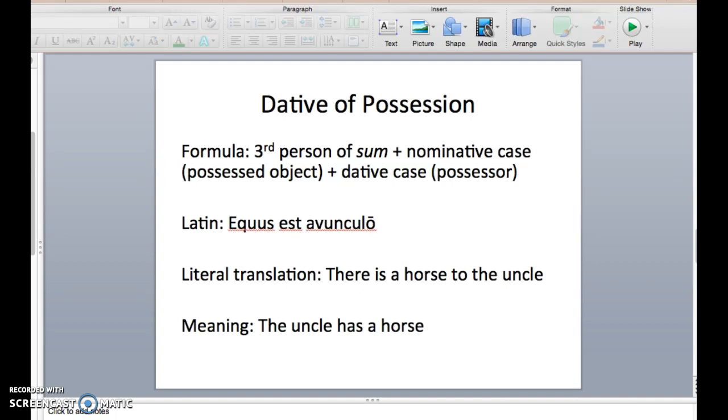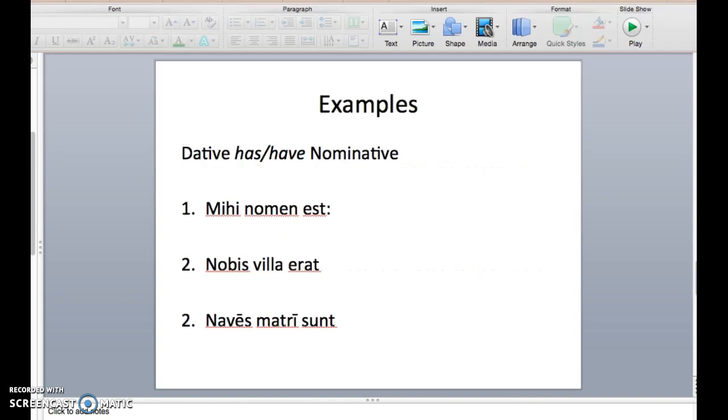We're going to translate the sum verb as have or has, which is a little funky. We're going to translate the dative word as the noun doing the having, and the nominative word as the noun receiving the having. And so that's a lot of abstract words and sayings. So let's make it a little bit more concrete.